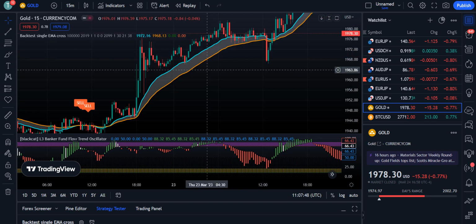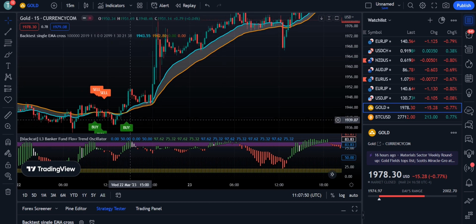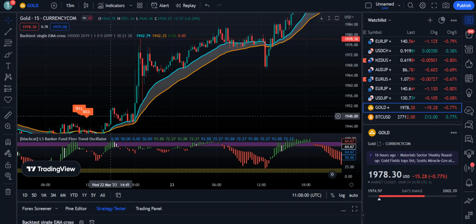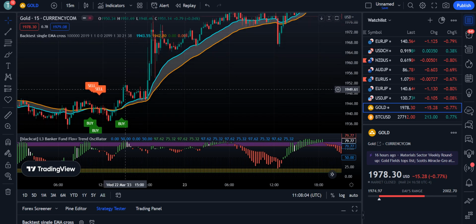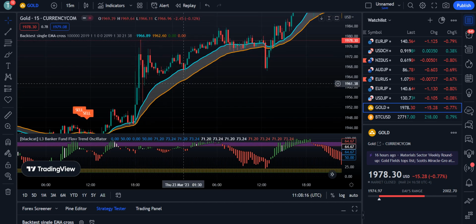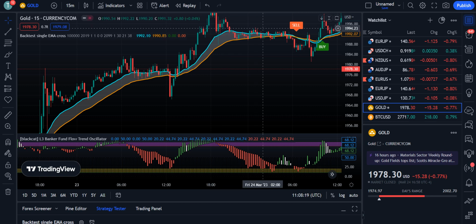Okay, for the buy signal, if we see in the gold chart, as you can see here, the indicator has given us the buy signal, as well as there is a crossover of two EMAs that are showing us the uptrend of the market, meaning there are more buyers in the market than sellers. So we have to take the entry into the market, but first we have to confirm it by looking at the Banker Fund Flow Trend Oscillator, which should be above the 80 level and in the green color. If all the conditions are fulfilled, we take the entry, and you can see from here till here we have taken the profit continuously.